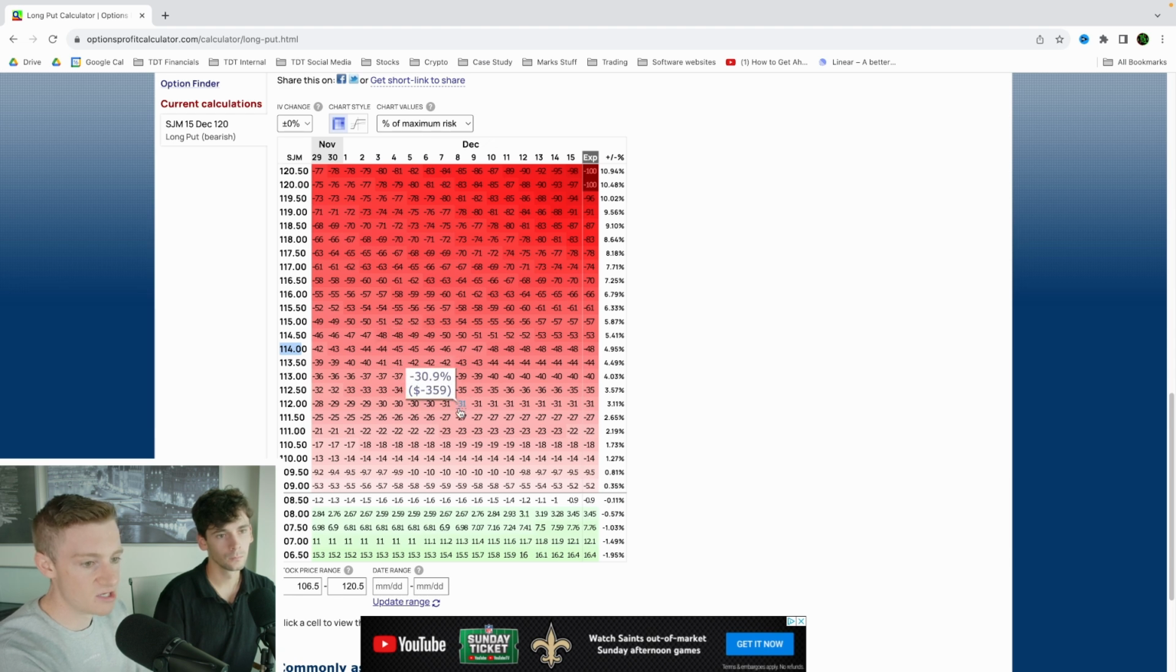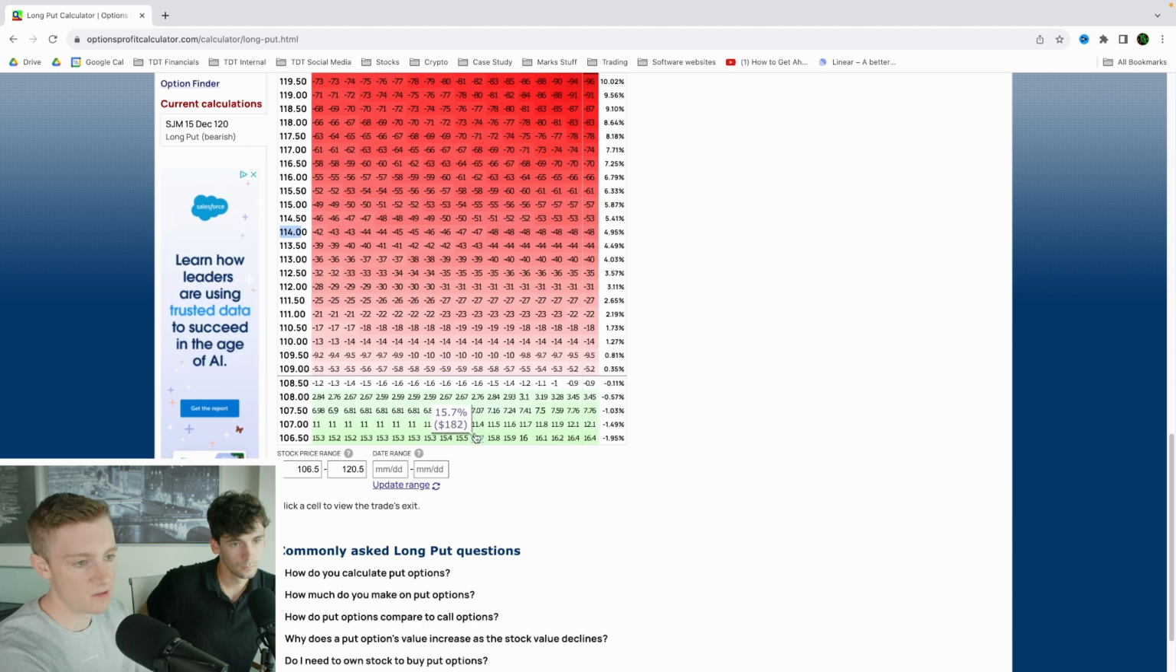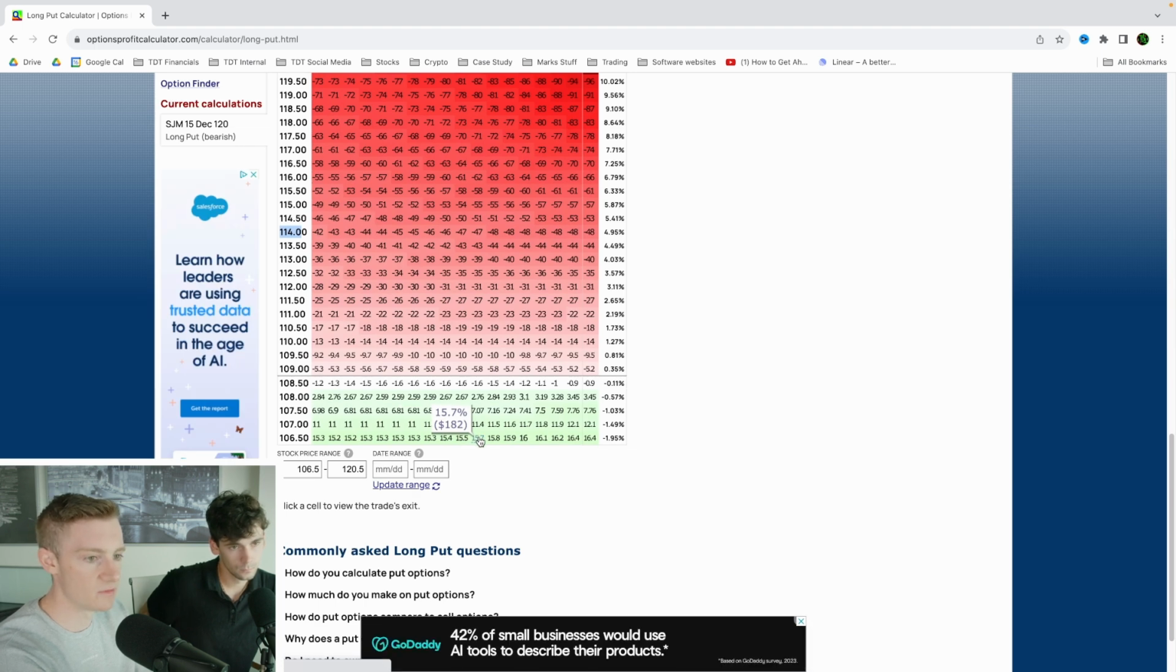Now, let's say SJM is trading at 108 on December 11th. Now our contracts are going to be up 3.1% or $36. So you can just see, right? And these are all the percentages. So you can see essentially and do the calculations as to how much you're going to make or lose.